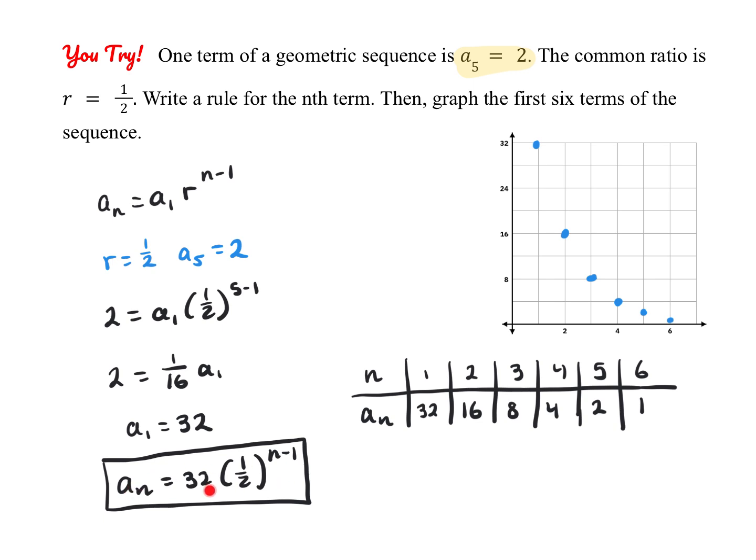So then here's my rule. Here's my first 6 terms, and you can see when I graph them, it still looks like an exponential function, but this time it looks like an exponential decay function.